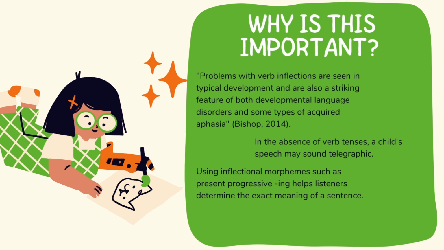By establishing an understanding and the use of inflectional morphemes such as present progressive ing, we can effectively get our messages across, our listeners can determine the exact meaning of our sentences, and the need for conversational repairs reduces.